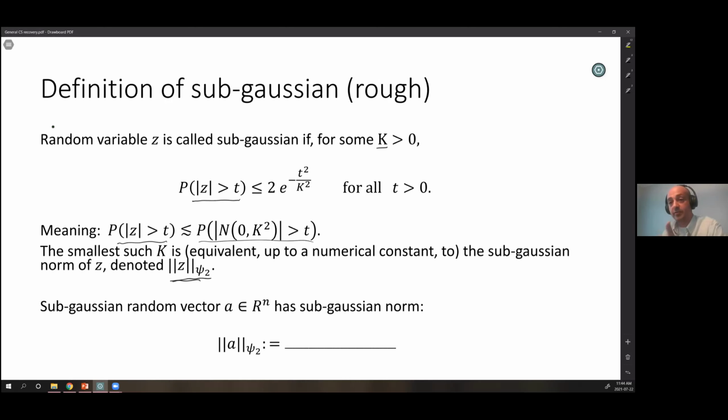So that was a random variable. A random vector is called sub-Gaussian if all of its marginals are sub-Gaussian, and in particular, if the max over the sphere of the sub-Gaussian norm of the inner product of X with A is finite, and the sub-Gaussian norm of X is that maximum.